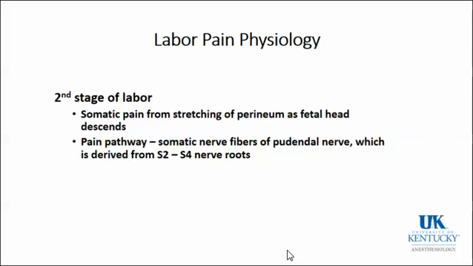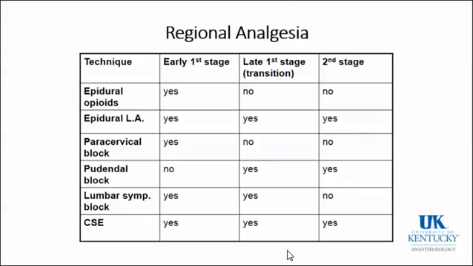In the second stage of labor, you now also have somatic pain from the stretching of the perineum as the fetal head descends. The pain pathways for that are from the pudendal nerve, which is made up of the S2 to S4 nerve roots. So in the second stage of labor, you now need a block that extends from T10 to S4 to get adequate analgesia.